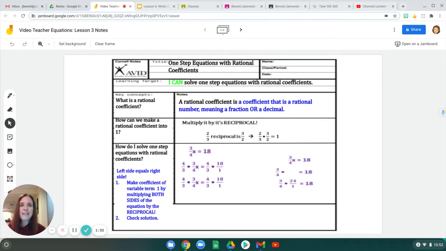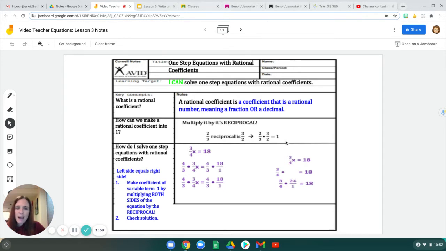Now, I'm not going to write this down. I'm just going to say this. Make sure you write it down if you need to. The reciprocal is when the numerator and the denominator switch places. So the numerator becomes the denominator and the denominator becomes the numerator. They flip. Some of you like to say it's the flip. All right, so I have an example here. 2/3 reciprocal is 3/2. You can see that the numerator became the denominator and the denominator became the numerator.